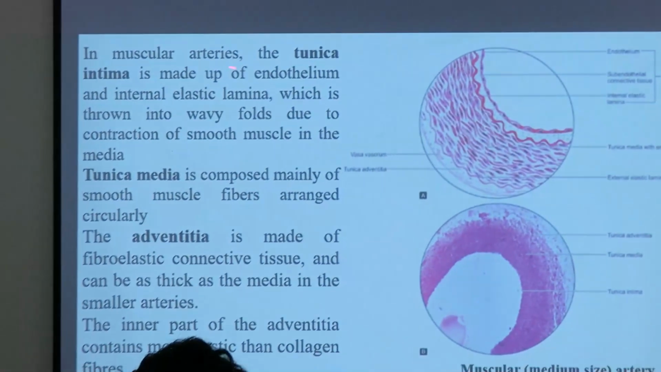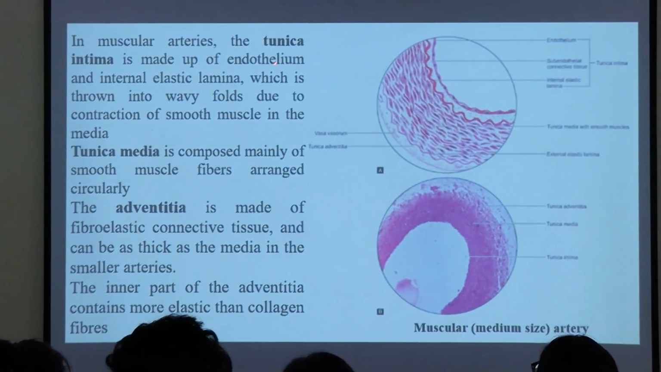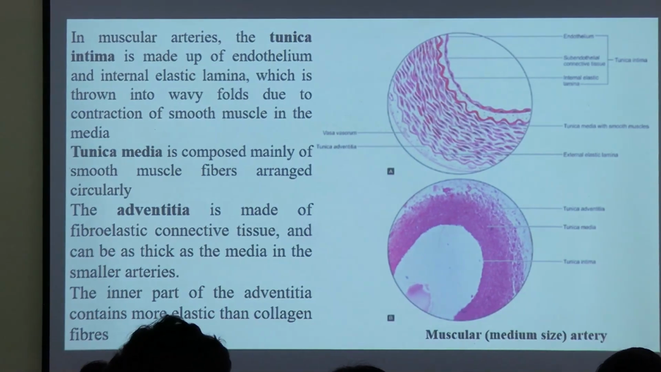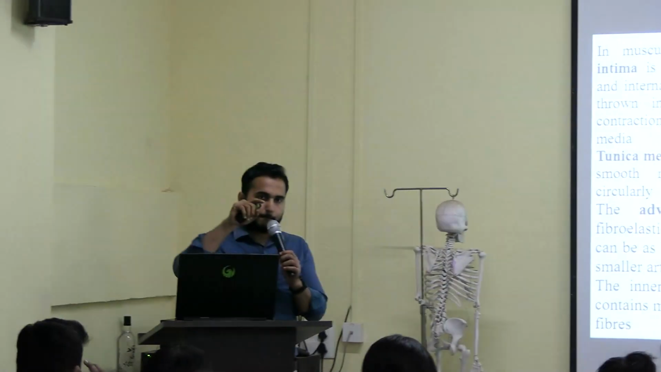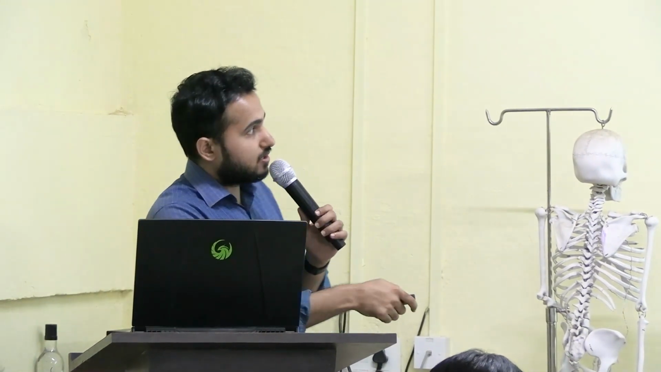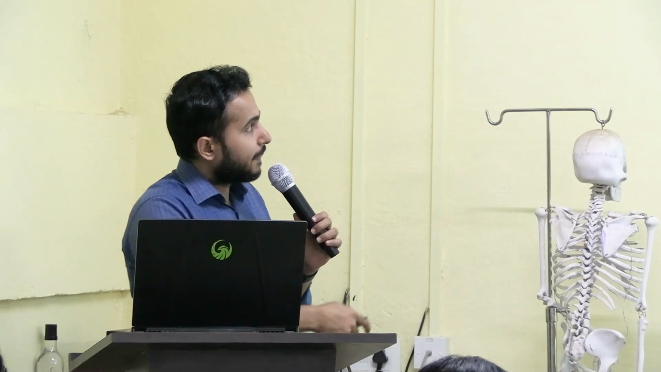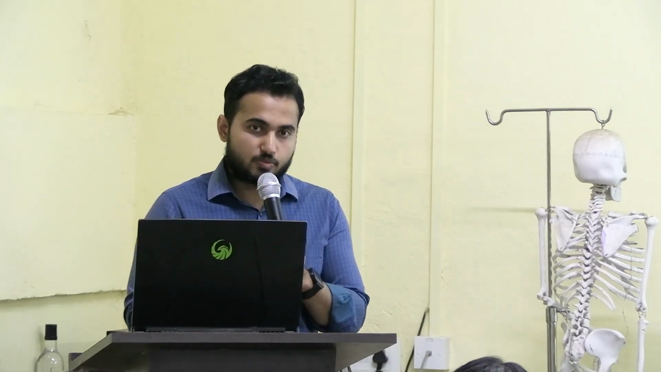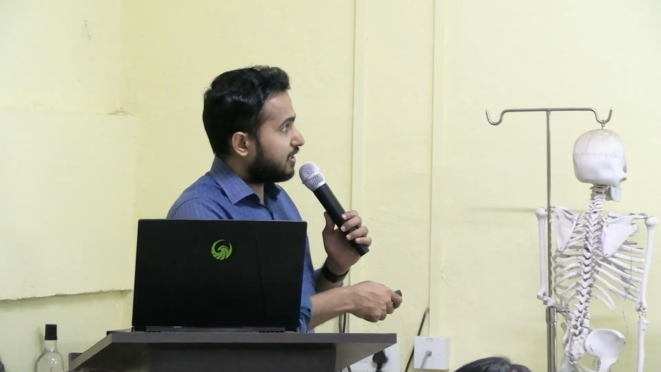So in case of muscular arteries, tunica intima is made up of endothelium and internal elastic lamina is there. Now one thing you have to notice that when you will see the lumen of the muscular artery, at that time you will see that it is wavy in nature. Okay, it remains wavy like this. As you can see over here, this is wavy. Okay. Now wavy folds are there. Why? Because due to the contraction of the smooth muscle. Because number of smooth muscle cells are more. Okay, because of the contraction of the smooth muscle cells, the lumen is wavy in nature.